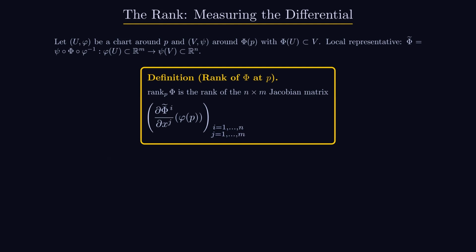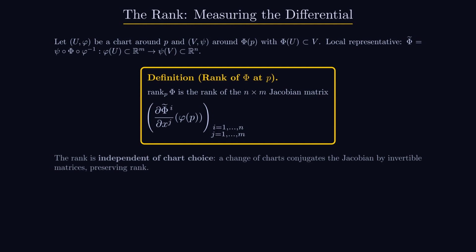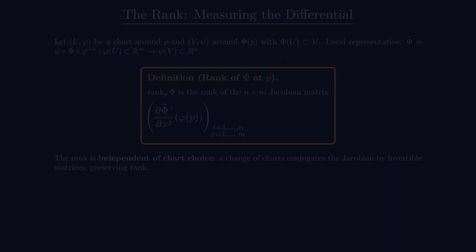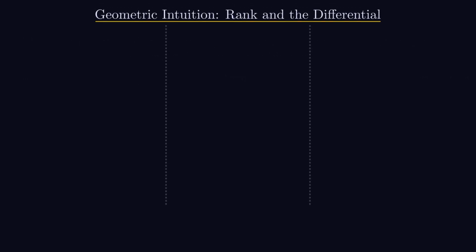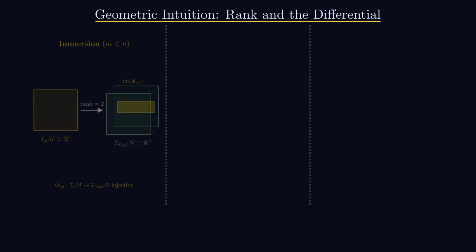Just as with the definition of a smooth map, the rank does not depend on which charts we use. A change of charts conjugates the Jacobian matrix by invertible matrices on both sides, and conjugation by invertible matrices preserves rank. Three cases side by side at the level of tangent spaces, where rank is measured as a linear algebra condition. On the left side, we have an immersion. The source is two-dimensional, the target three-dimensional. The differential maps TM at P injectively onto a subspace inside the larger target. The image does not fill the target, but no non-zero vector is sent to 0.